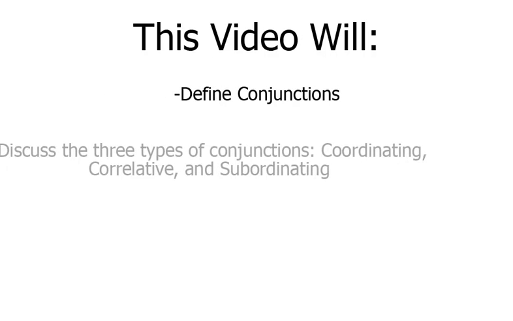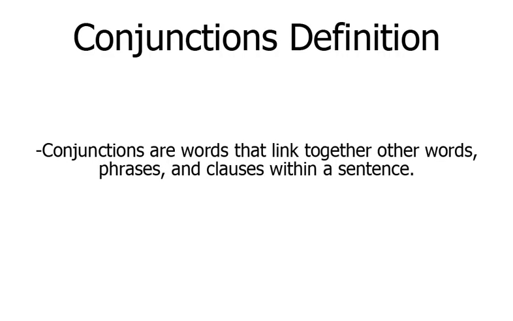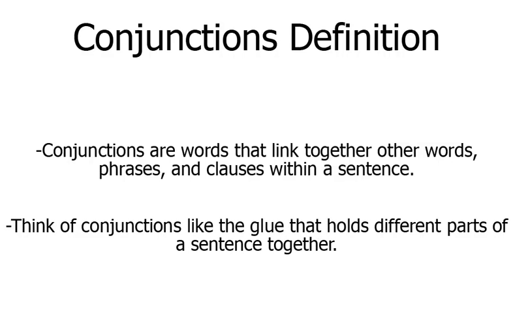This video will cover what conjunctions are, and we'll talk about the three types of conjunctions: coordinating conjunctions, correlative conjunctions, and subordinating conjunctions. So like always, let's start with a definition. Conjunctions are so important to sentences because they are the words that link together other words, phrases, and clauses within a sentence to make it all work together. Think of conjunctions as the glue that holds different parts of a sentence together.